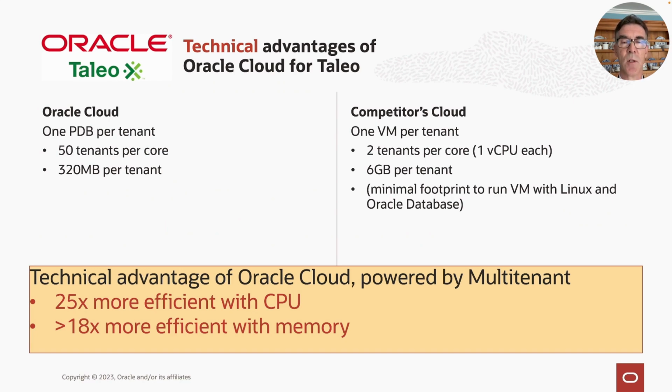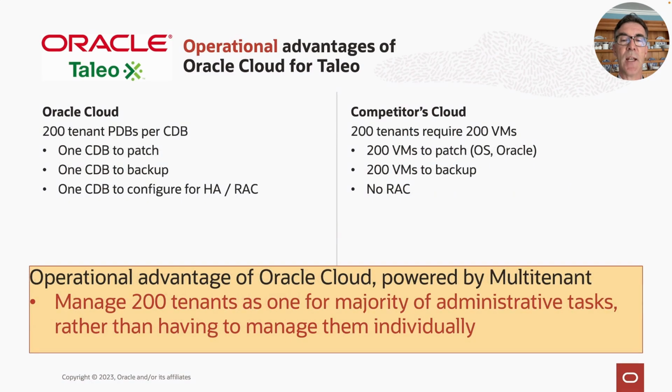Compared to a competitor's cloud, with each tenant in a VM instead of a PDB, Multitenant is 25 times more efficient with CPU and 18 times more efficient with memory. And those are just the technical efficiencies. Operationally, we can manage 200 tenants as one for a majority of administrative tasks rather than having to manage them individually.